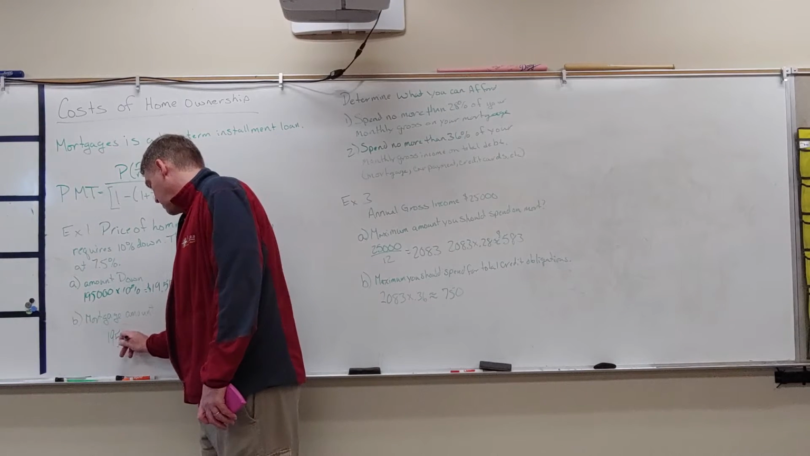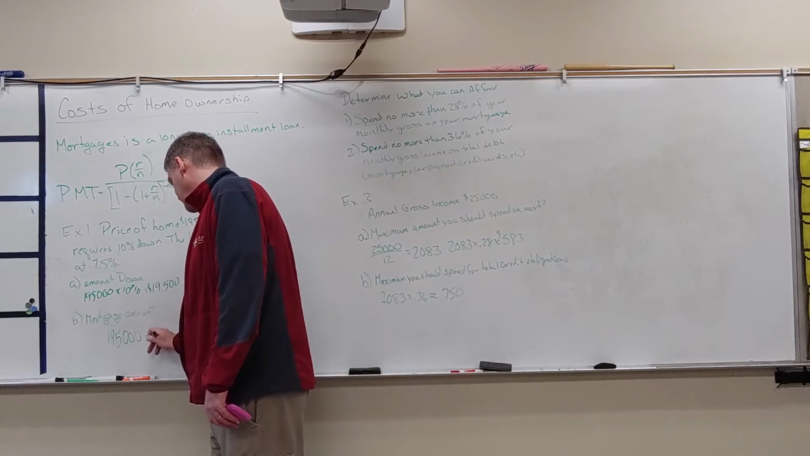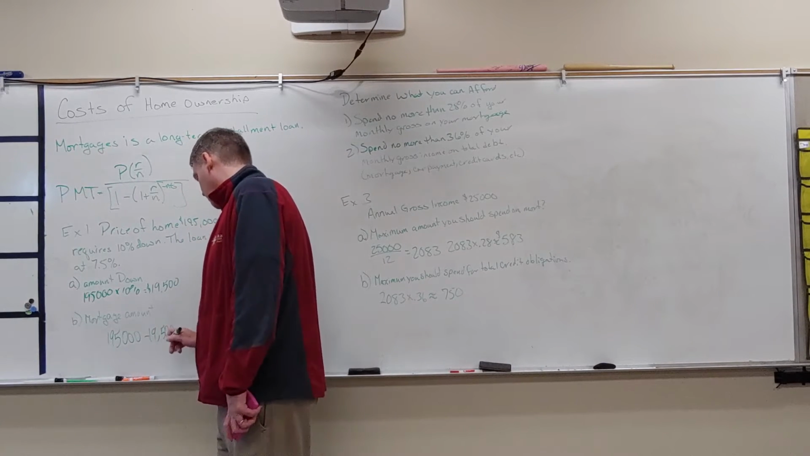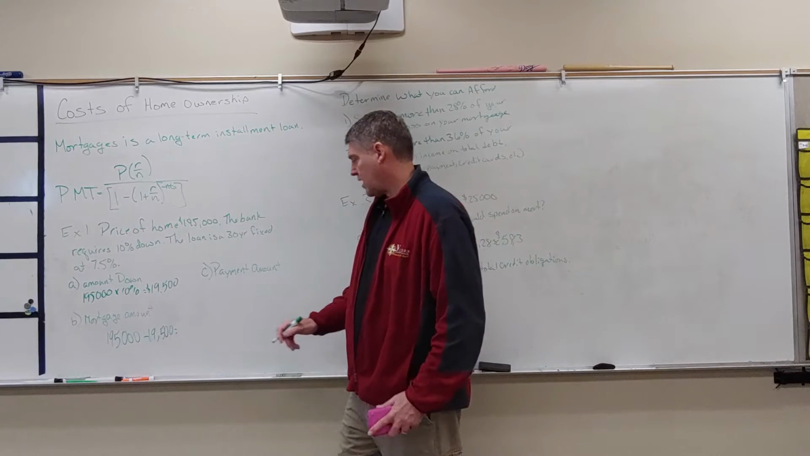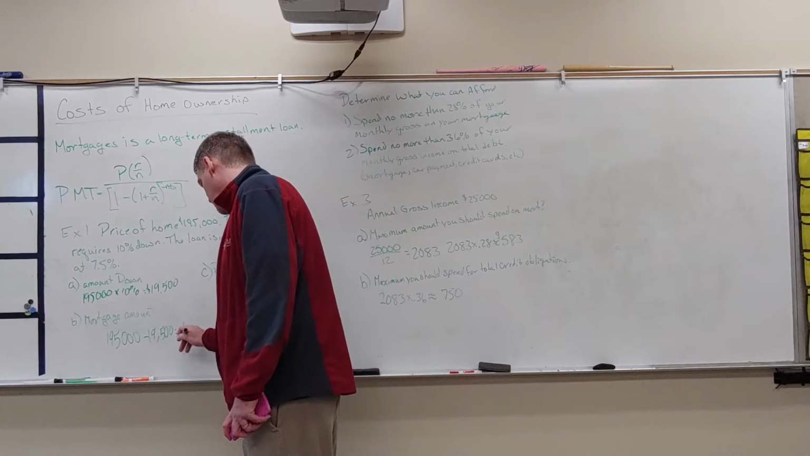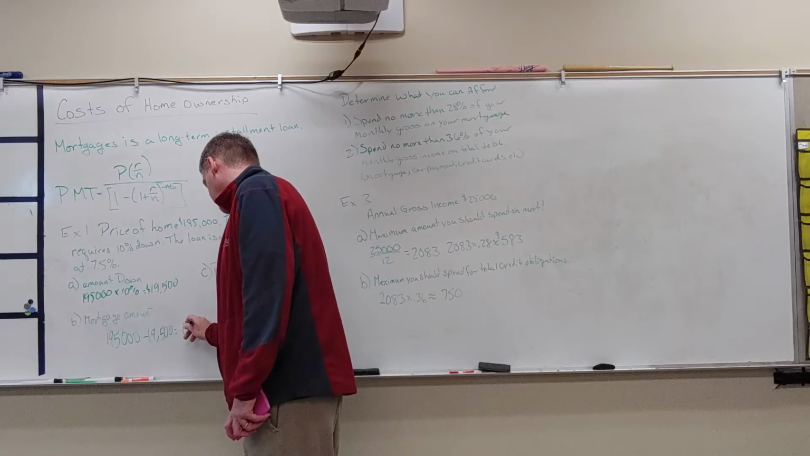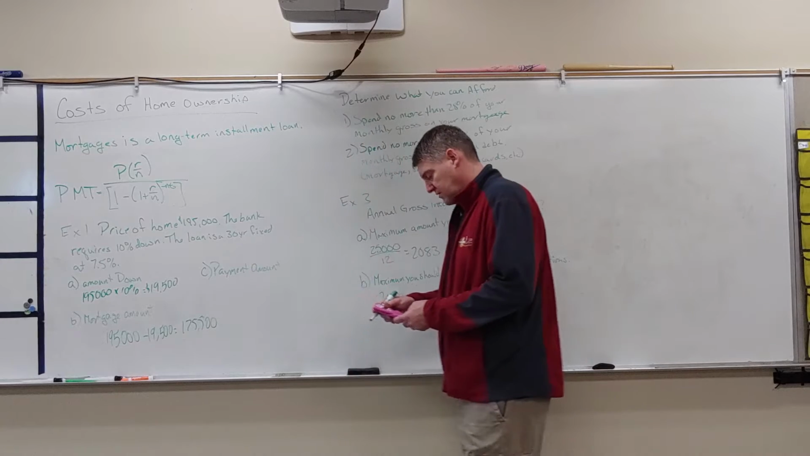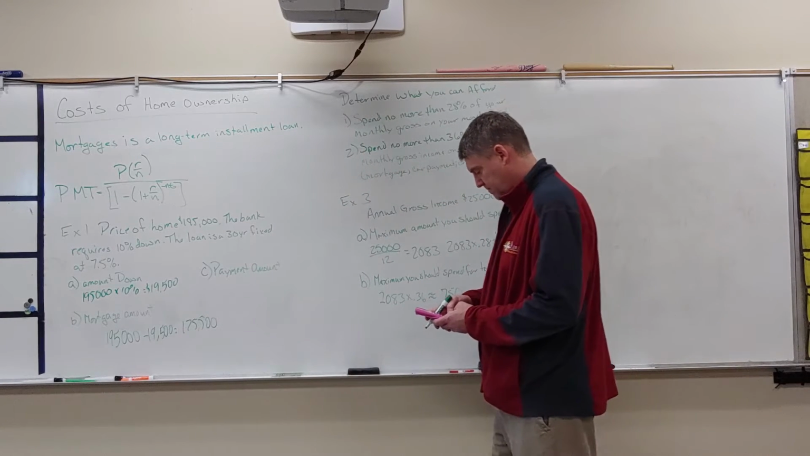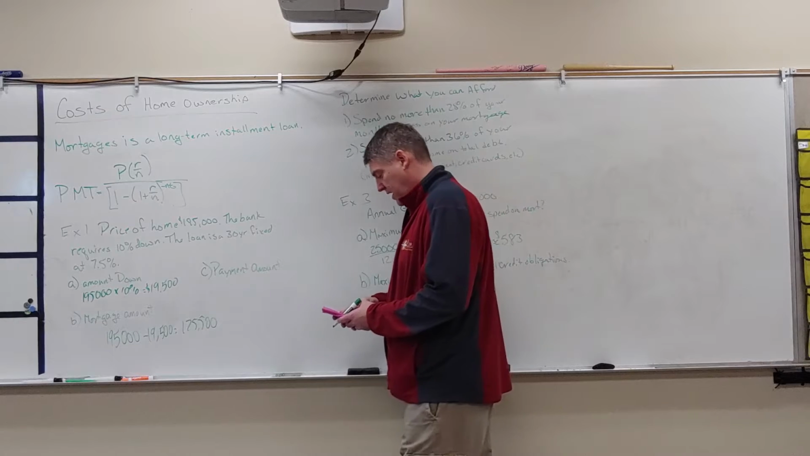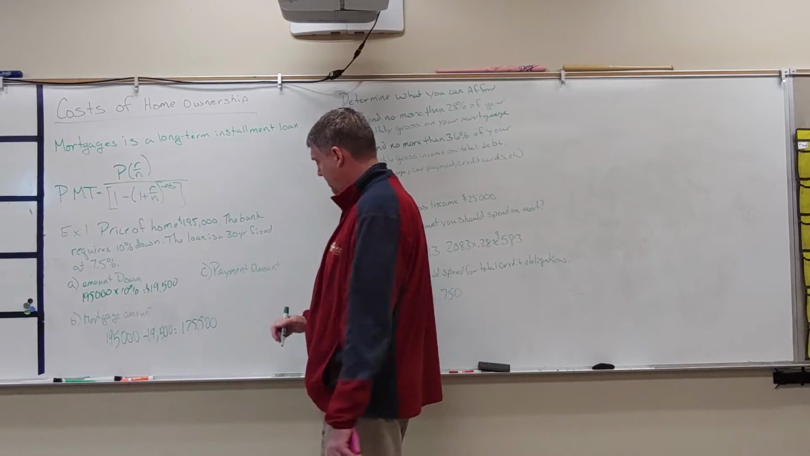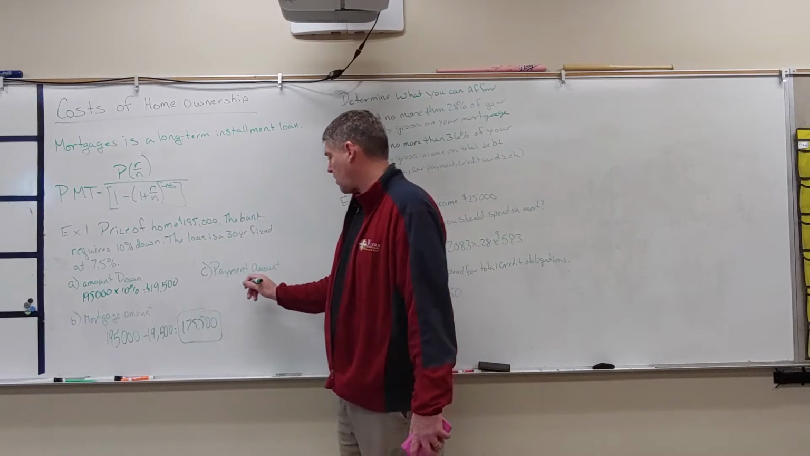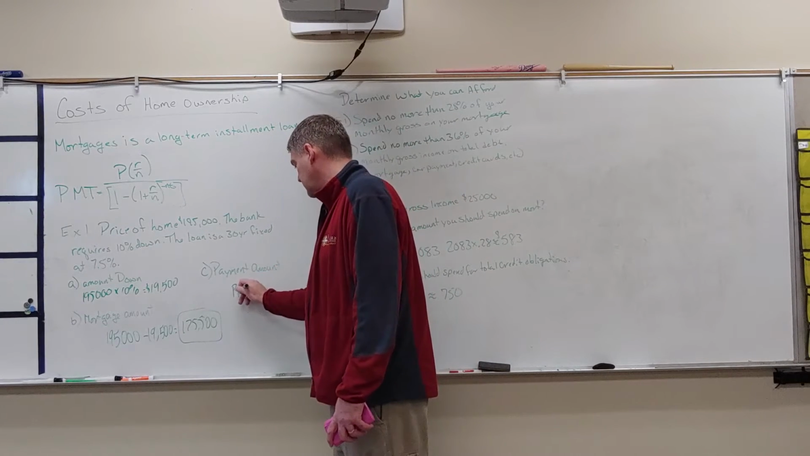So 195,000 minus 19,500 for a grand total of 175,500. Okay, so 175,500. And now what we're going to do is we're going to look at the payment amount. So this is going to be our loan amount, okay? So now we're going to find our payment.